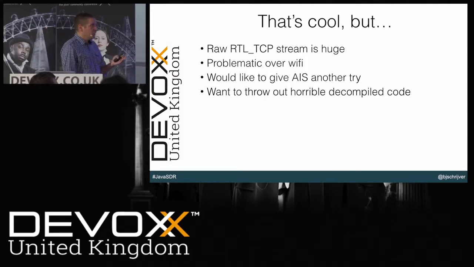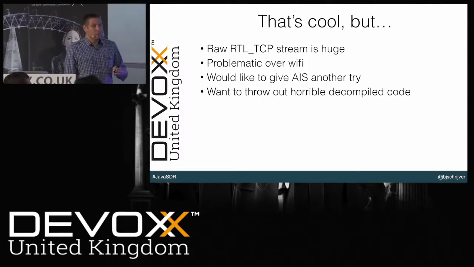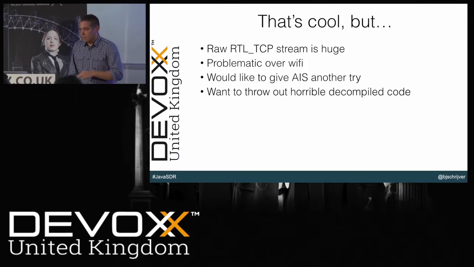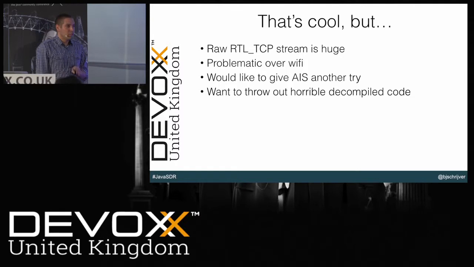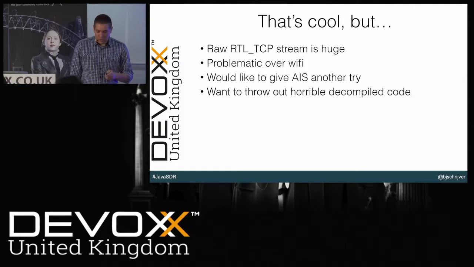I would also like to give AIS signals from ships another try, since it didn't work. I tried it before I was looking into planes. I couldn't get it to work, and it wasn't because it was hard, but it was because I had no idea what I was doing. And receiving planes is easier since they're higher in the air. They're transmitting at a much higher rate, much higher bandwidth. So I'd really like to start looking into AIS. I also really want to ditch the decompiled code, since it's horrible.